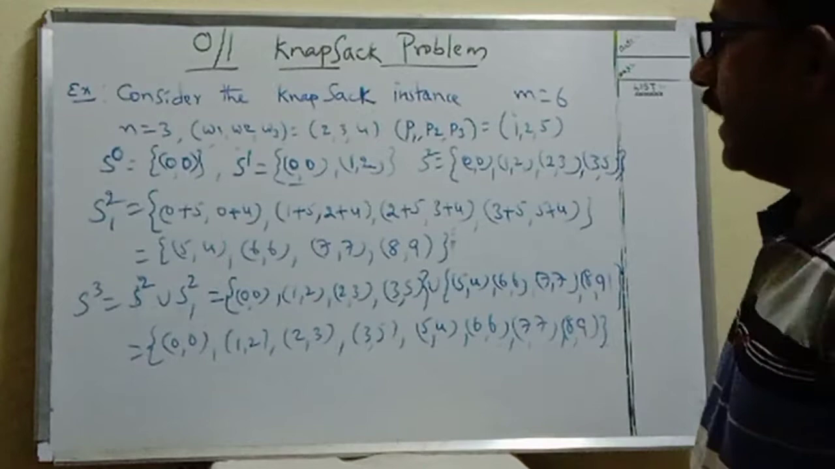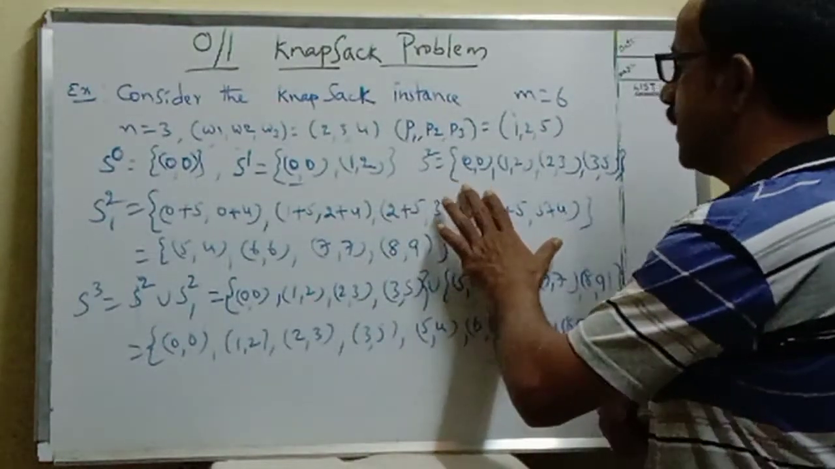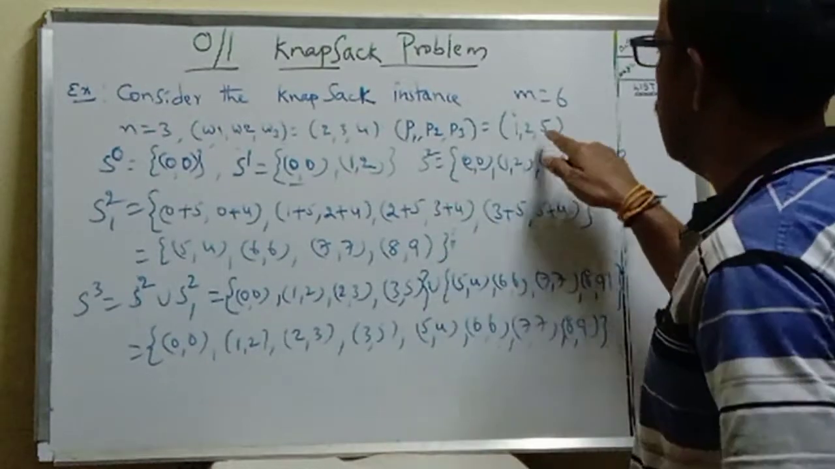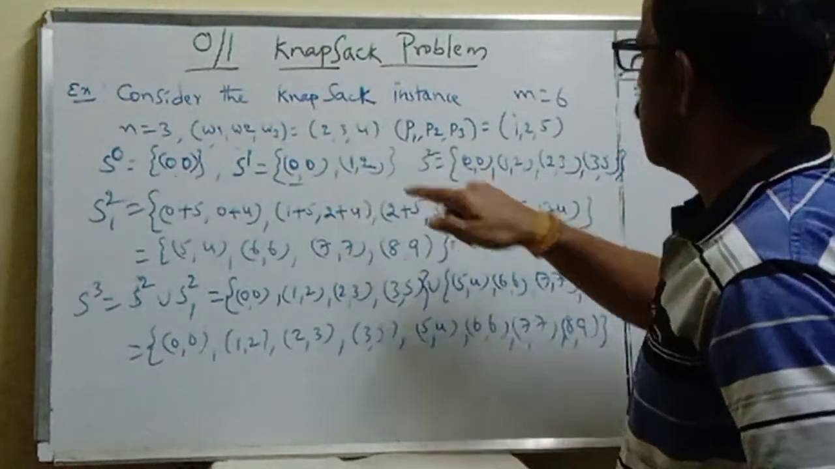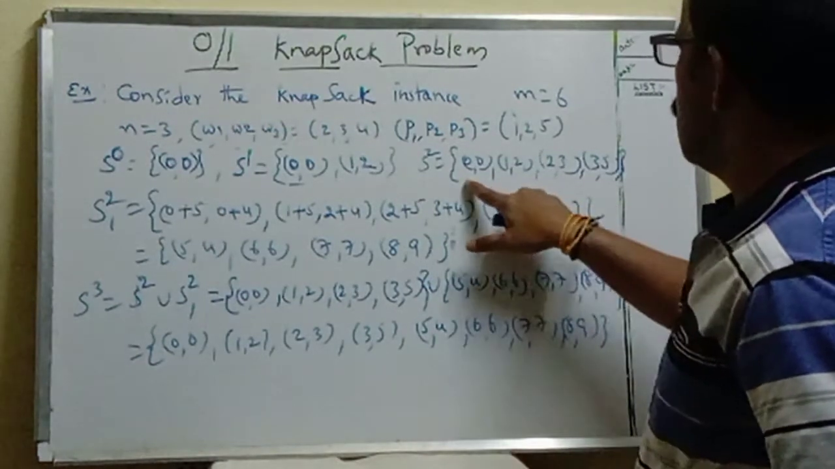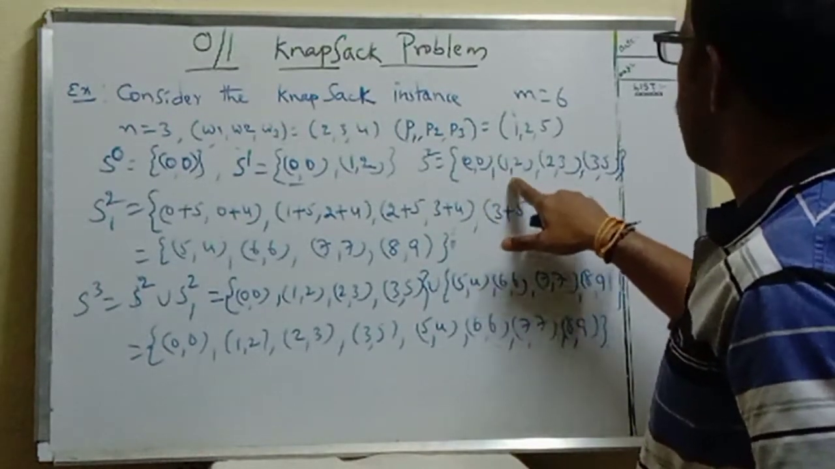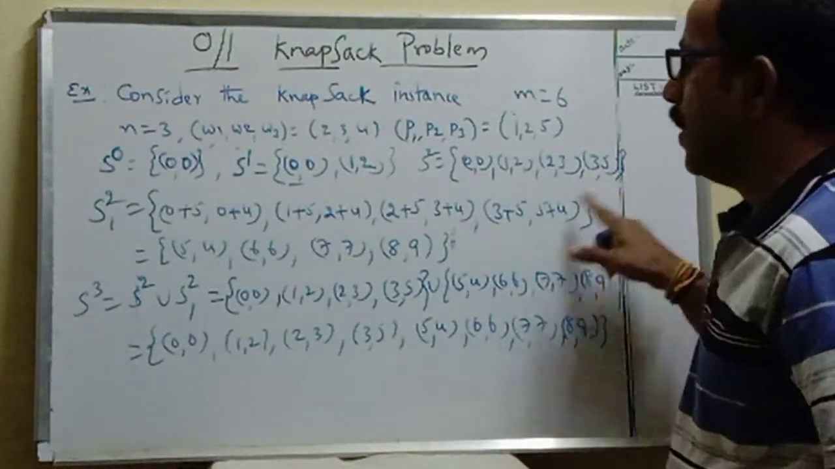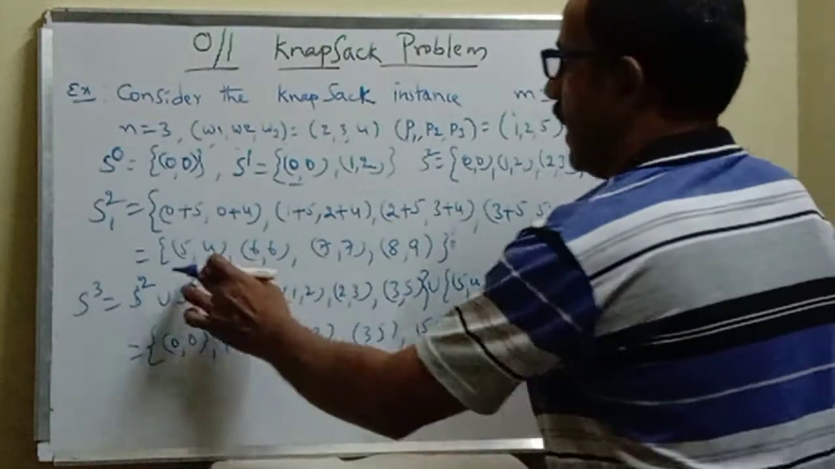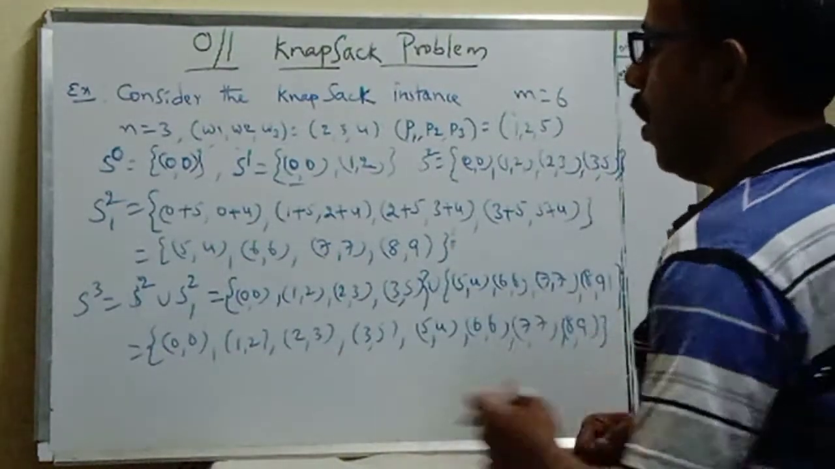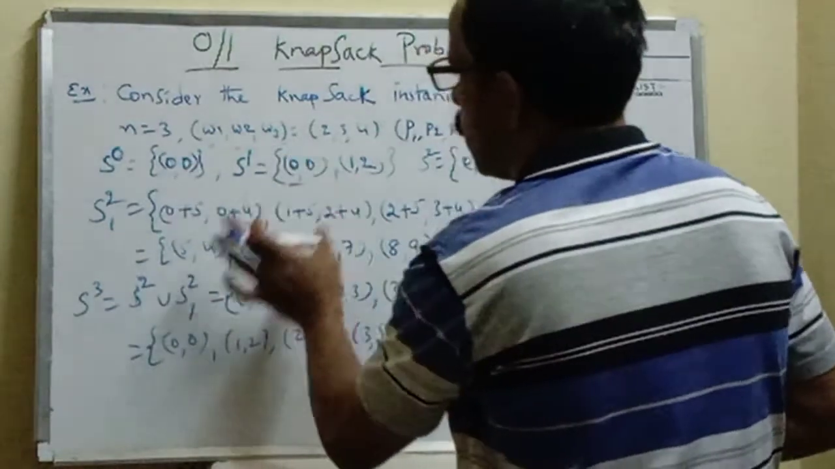For calculating S3, consider S2 and add P3 W3 to all the pairs in the set. P3 is 5, W3 is 4. Then add 5 and 4 to all the items. So 0 plus 5, 0 plus 4, 1 plus 5, 2 plus 4, 2 plus 5, 3 plus 4, 3 plus 5, 5 plus 4. After adding, we get 5 comma 4, 6 comma 6, 7 comma 7, 8 comma 9. How can you get S3 now? Just combine S2 and S2¹.